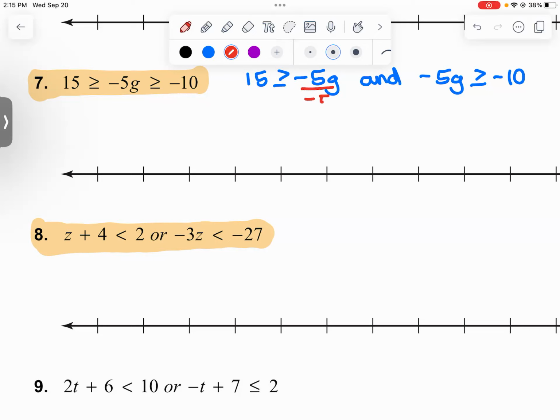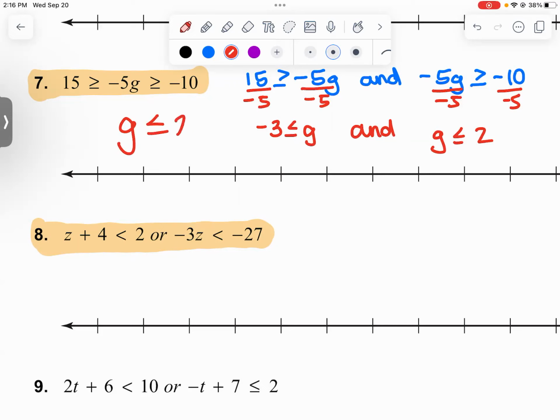Divide by -5. Now, please do not forget that we need to flip this sign. So here, and G is less than or equal to 2. So our inequality sandwich becomes G is less than or equal to 2 and greater than or equal to -3. This is what your sandwich should look like.